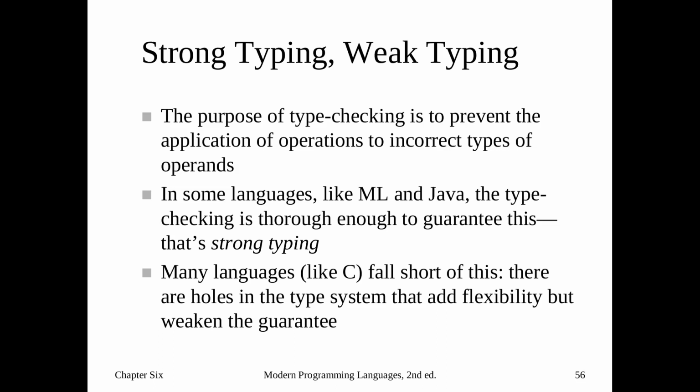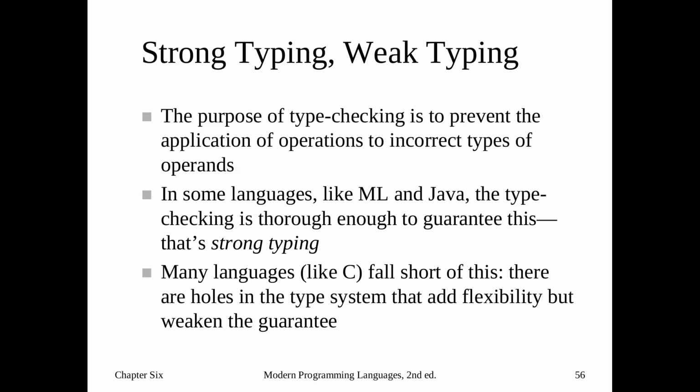Then the next part we get into is strong versus weak typing. The purpose of type checking is to prevent the application of operations to incorrect types of operands. In languages like ML and Java, the type checking is thorough enough to guarantee this. So we can ensure in ML and Java that if we perform an operation on a type, it is applicable, and if it's not, it throws an error. In other languages where this is not necessarily guaranteed, we would call that weak typing. When we can guarantee, it's strong typing.